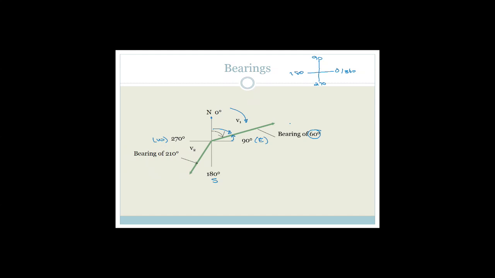Okay, now we've got a bearing of 210 degrees. So, what is that saying? We know that that gap there is 30 degrees, because 210 minus 30 gives you 180 degrees. So, this is a bearing of 210 degrees, which means that we are going from north all the way around by 210 degrees.